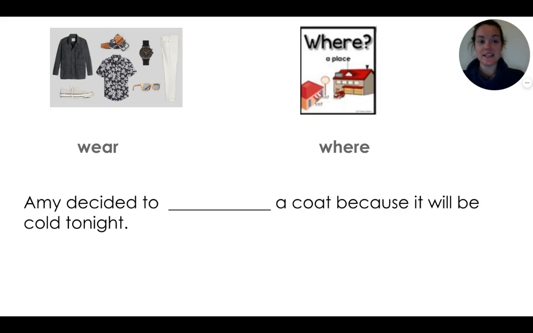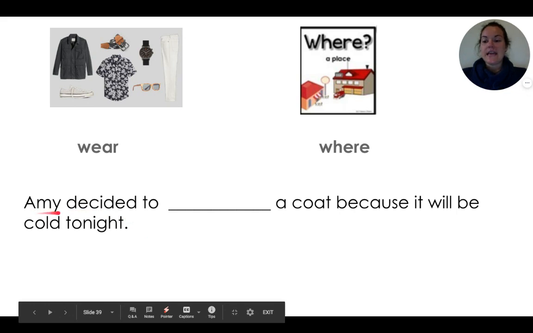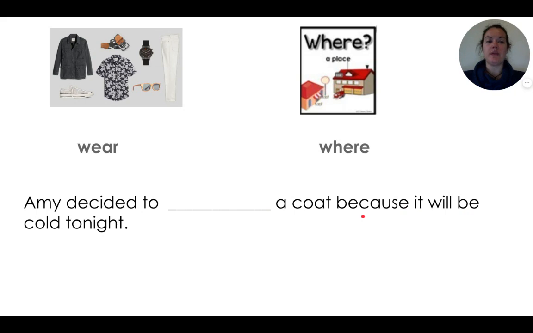All right, the last sentence says, Amy decided to wear a coat because it will be cold tonight. So is it where as in clothes or where as in location? The sentence is, Amy decided to wear a coat because it will be cold tonight. Go ahead and write wear or where, where as in clothes or where as in location, on your paper.